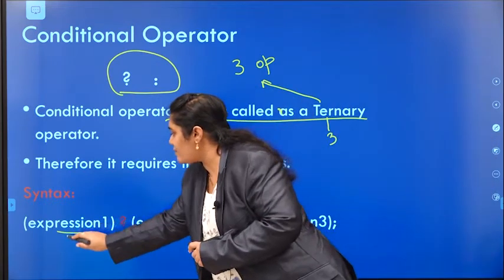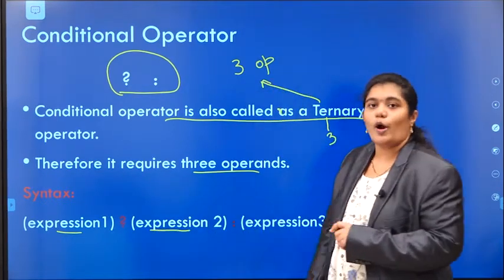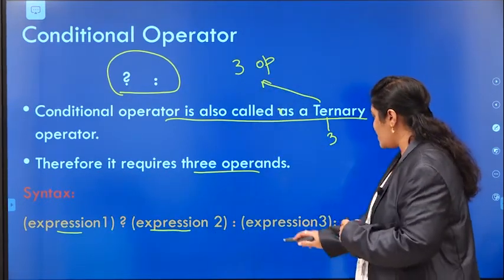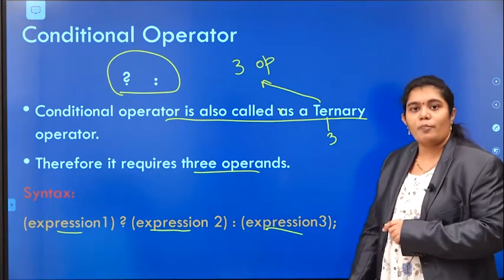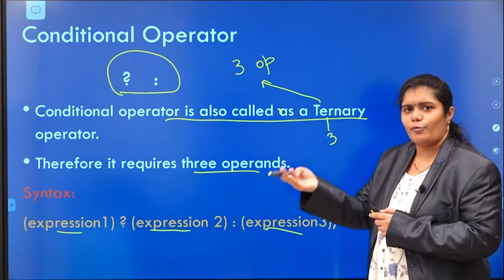Expression 1 is nothing but operand 1. Expression 2 is nothing but operand 2. Expression 3 is nothing but operand 3, right? Okay, we have 3 operands, OP1, OP2 and OP3.